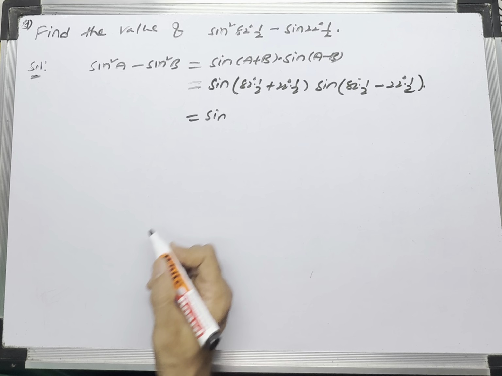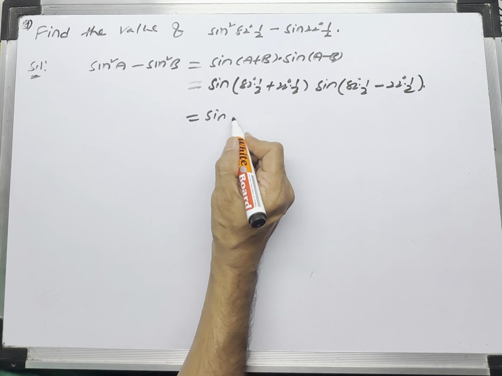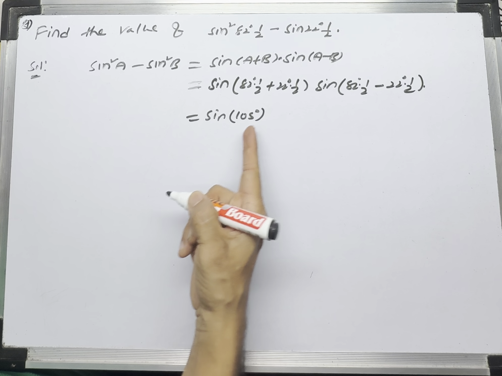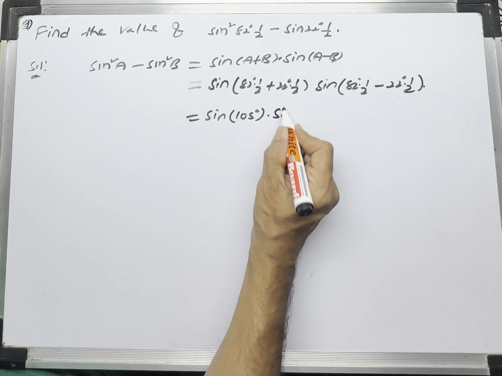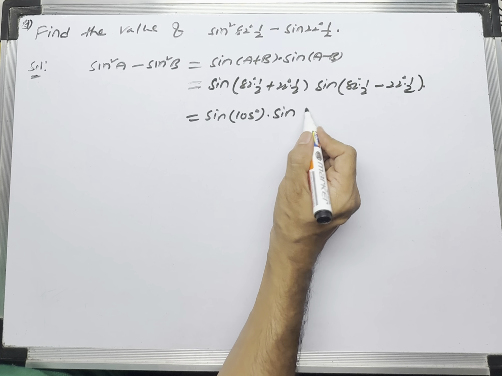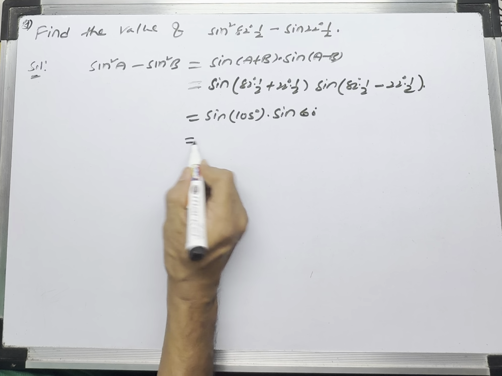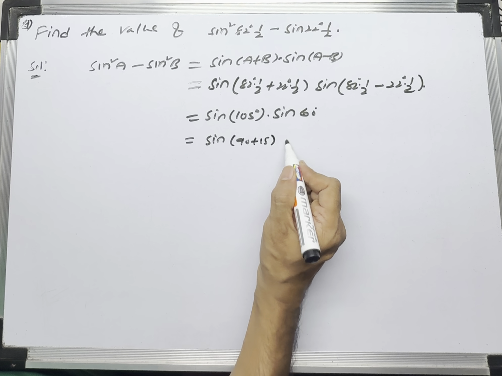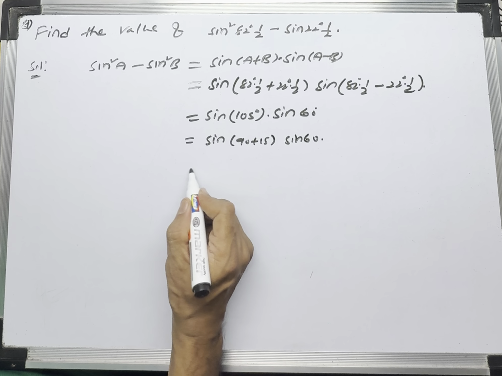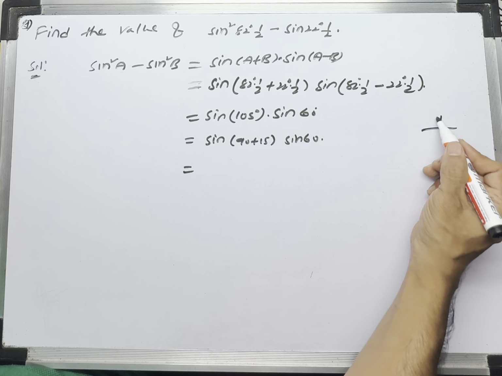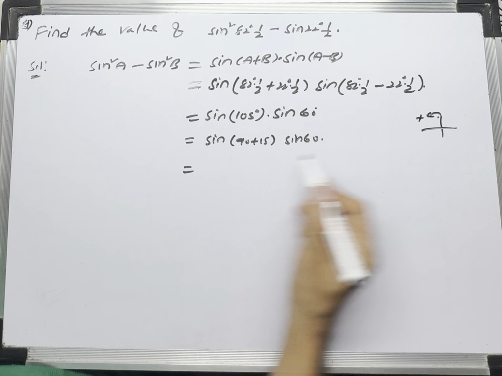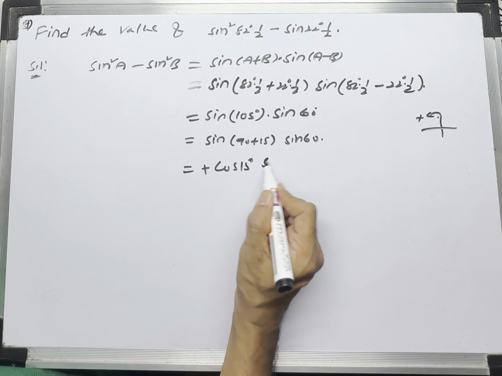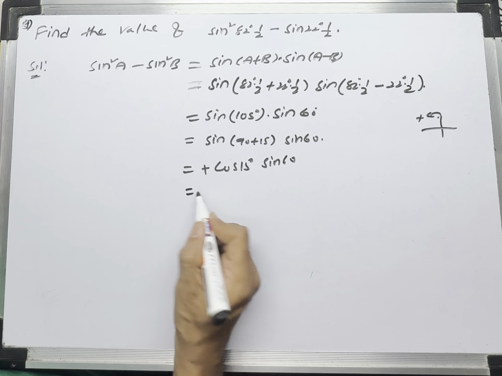Sine of 82 and half plus 22 and half, that is 105 degrees. See, 82 and 22 is 104, half plus half is 1, so 105 degrees. Sine of 82 and half minus 22 and half is 60. Sine 105 degrees we can write as 90 plus 15. This is sine 60 degrees. Sine of 90 plus theta: sine is positive, but sine changes to cos. This is sine 60 cos 15.